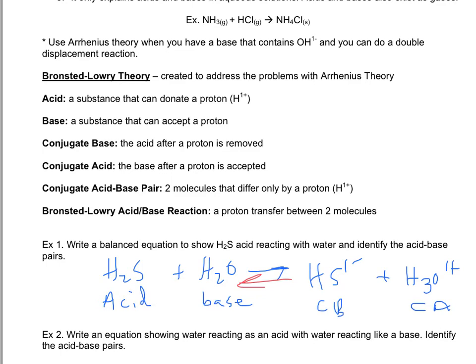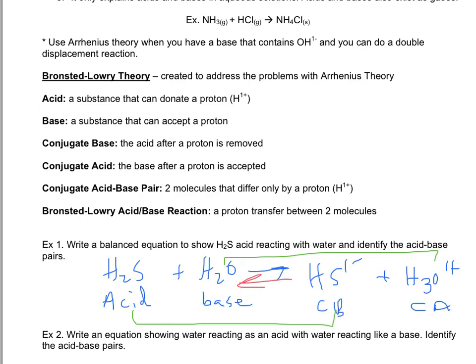Bronsted and Lowry also defined what a conjugate acid-base pair are. They describe 2 molecules that differ only by a proton, or an H+. There's always 2 conjugate pairs in an acid-base reaction. Here we have an H2S and an HS1-. The only difference between those 2 chemicals is an H+. Here we have the acid and conjugate base pair. The water and the H3O+ make up the second pair. We have the base and the conjugate acid.